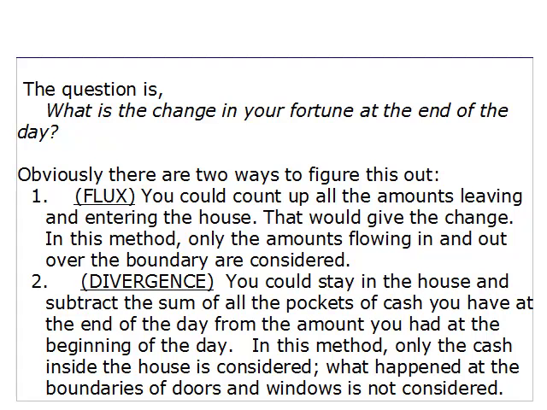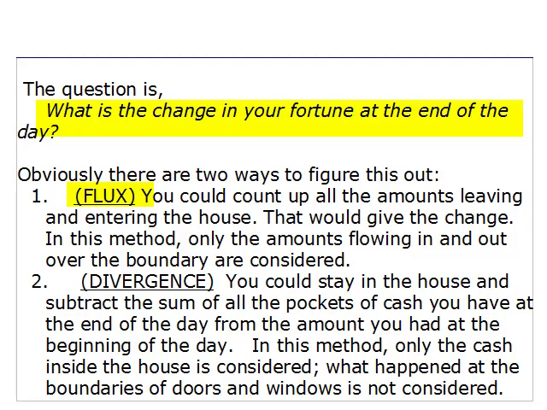Now this is going to be the question. What is the change in your fortune by the end of the day? There are two ways to figure this out. One way is the flux way. You could add up all the money that came into the house and left the house. That would give you the change. You have to pay out $10,000 in bills and people show up to give you $5,000 repaying your loans. Your change in fortune is going to be the difference between those two amounts. You're looking at the flux, the amount going in and the amount going out, and you're adding those up. That's the flux way.